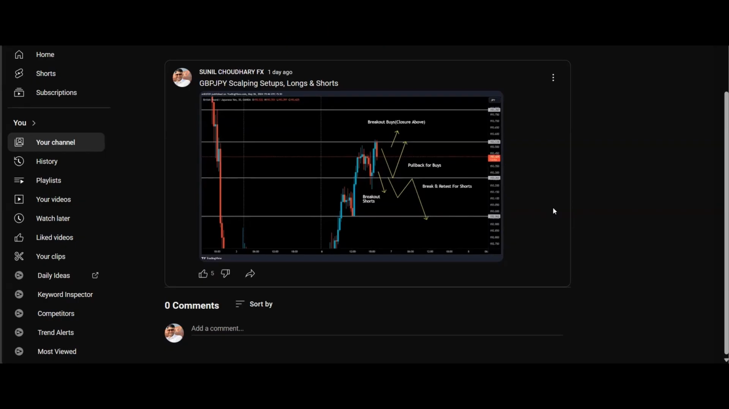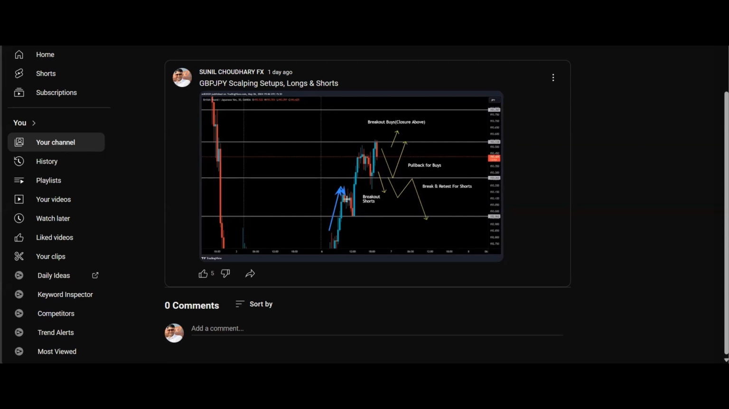Recently I made a post on my YouTube channel about the GJ scalping setups for long and short side. So let's do analysis of that post. As we can see, this was the post right here, and we can see that the price was bullish on the 30-minute time frame. So here, this is GJ 30-minute time frame.